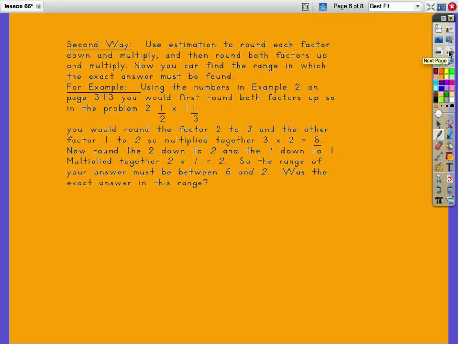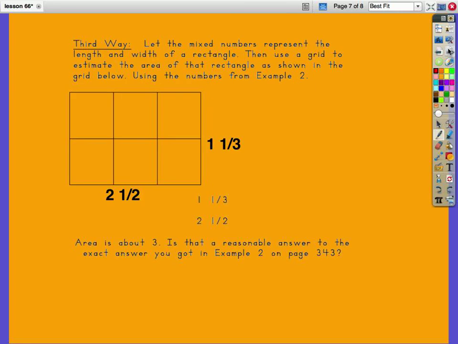Second way, use estimation to round each factor down and multiply, then round both factors up and multiply. That will give you the range in which the exact answer must be found, so it'll have to be somewhere in between there. So if we use example 2 again, we have 2 1/2 times 1 1/3. You round the factor 2 1/2 to 3 and the other factor 1 1/3 to 2, so 3 times 2 is 6. Now we round down to 2 and to 1, we get 2. So our answer must be somewhere between 6 and 2. Our answer is 3 1/3, right in between 6 and 2.